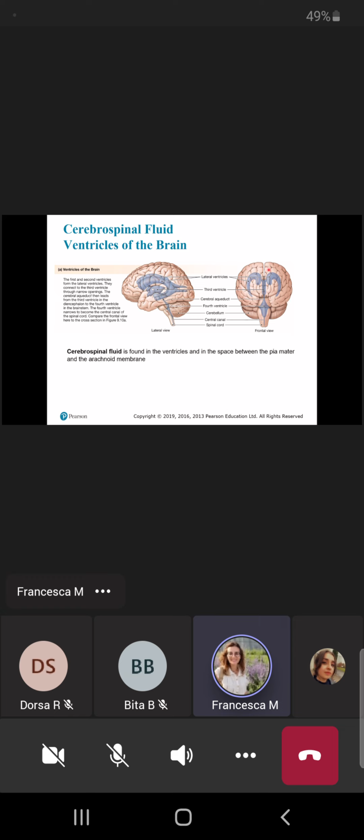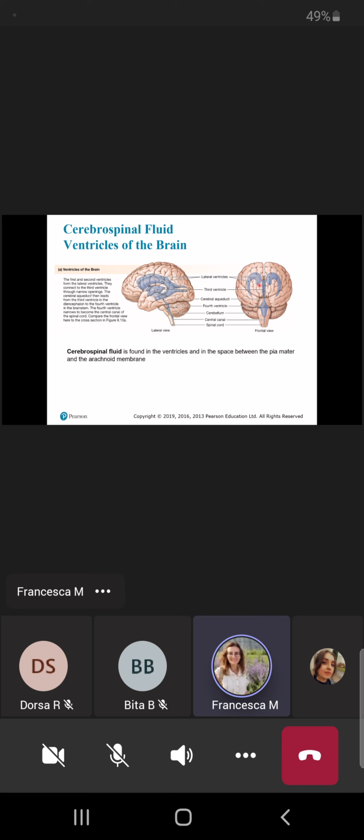So in the brain, we have two lateral ventricles, the first and the second ventricles. As you can see, they connect to the third ventricle, that is this portion in here, through this opening. Then the third ventricle moves down here into the fourth ventricle, into the brain stem, and then the fourth ventricle in here continues into the spinal cord through the central canal.